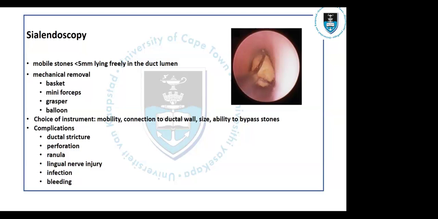The overall complication rate has often been reported to be around 3%, and this includes ductal strictures, perforations, granuloma formation, lingual nerve injuries, infection, and bleeding.